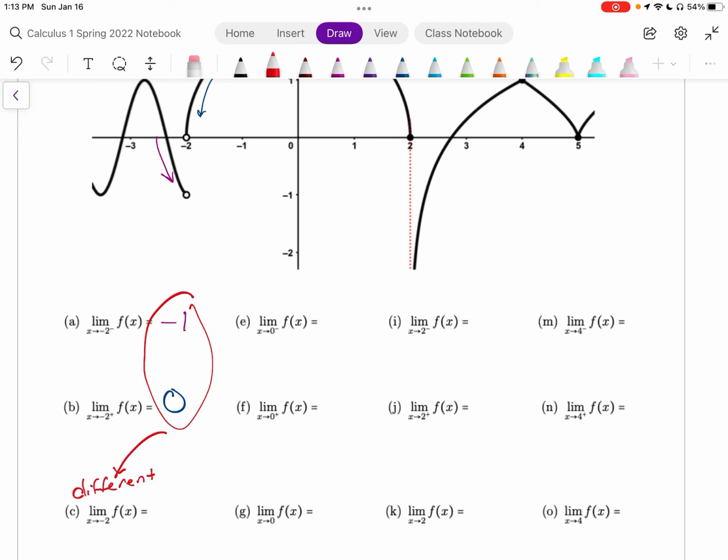Right? So that means this does not exist. Does not exist if they're different. That's all there is to it. As long as you can just remember that, you've got it, right?